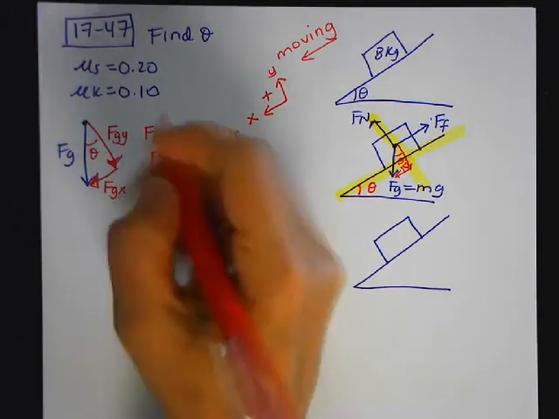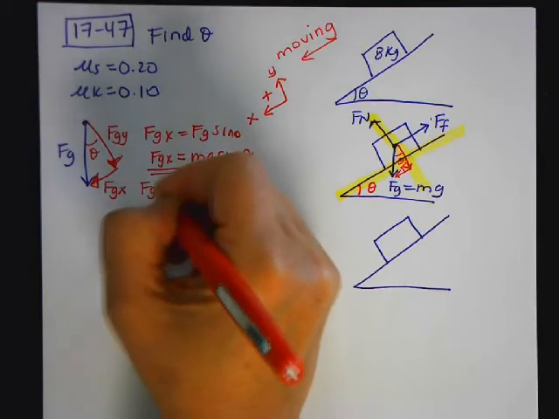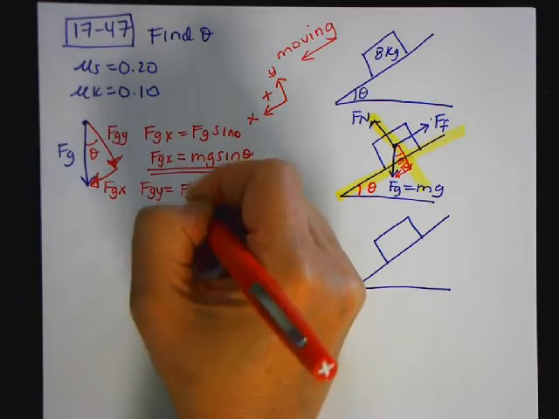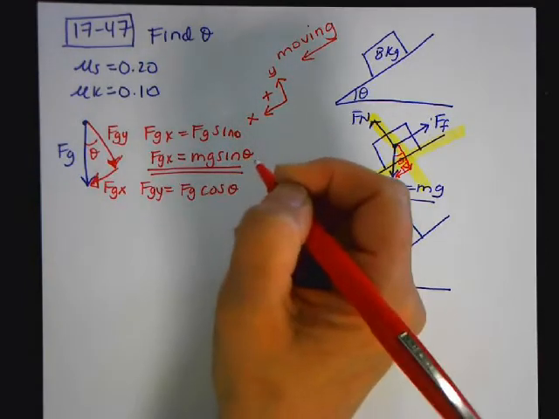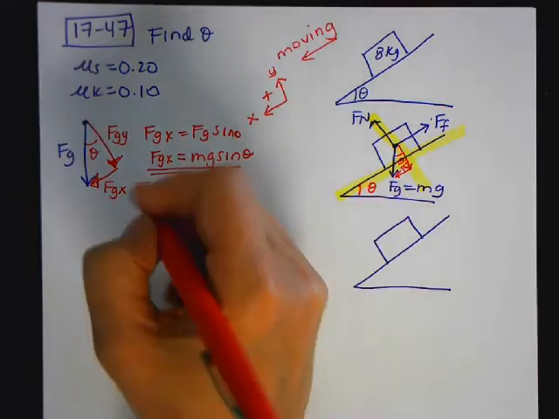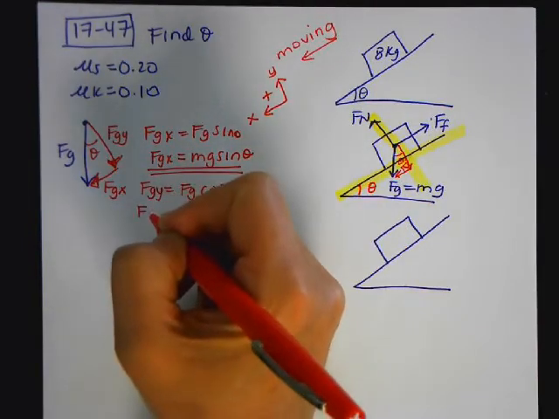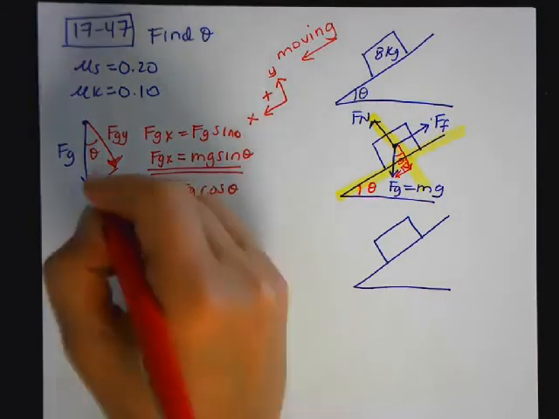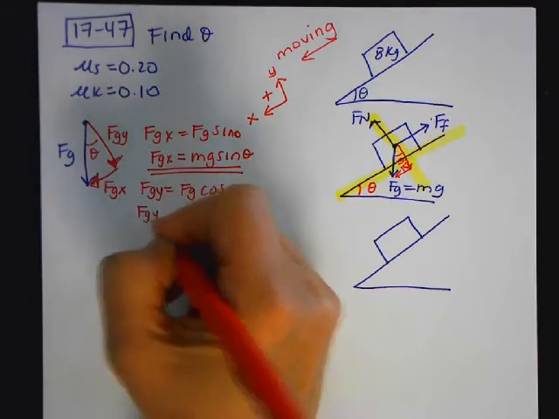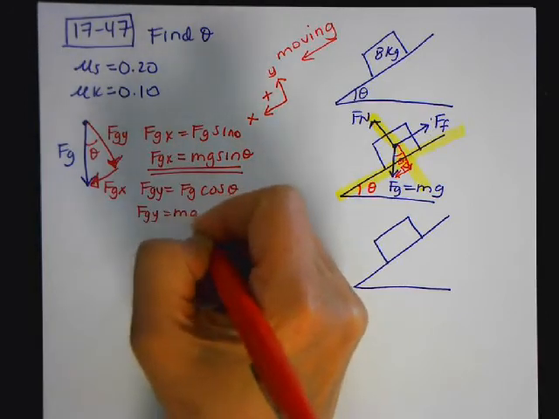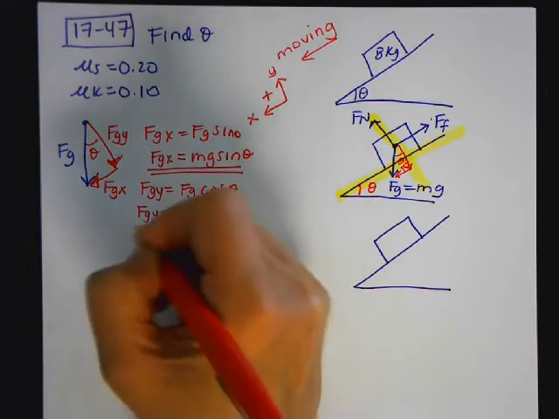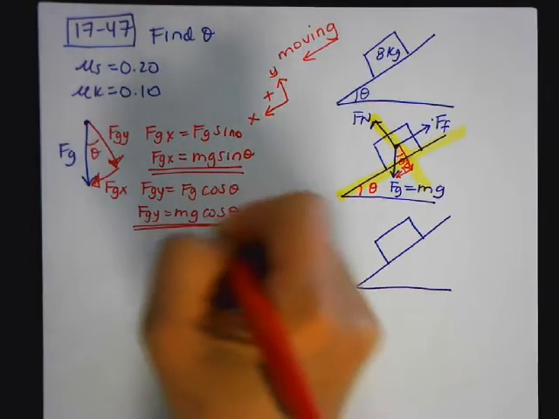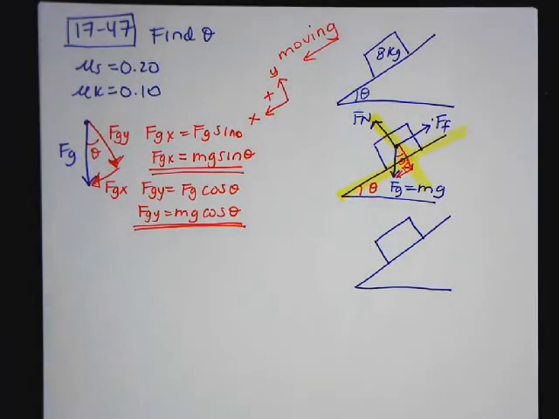FGY is adjacent, so it's FG cosine theta. That's why you should never memorize sine or cosine. As far as if I'm looking for my x or y, look at your picture. So FGY is equal to mg cosine theta. Remember, I'm solving for theta, so I'm just going to leave it like that.